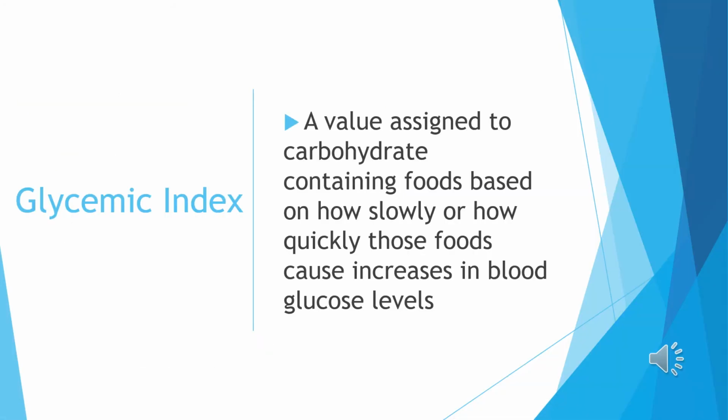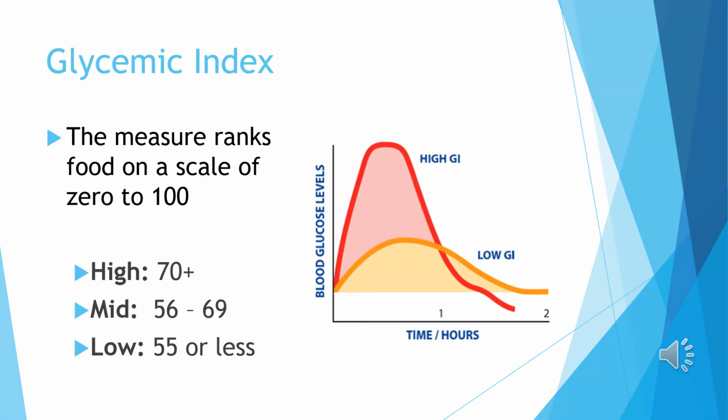A value assigned to carbohydrate-containing foods based on how slowly or how quickly those foods cause increases in blood glucose levels is called glycemic index. The measure ranks food on a scale of 0 to 100. Foods with a high glycemic index are quickly digested and absorbed, causing a rapid rise in blood sugar. These foods that rank high on the GI scale are often, but not always, high in processed carbohydrates and sugars.